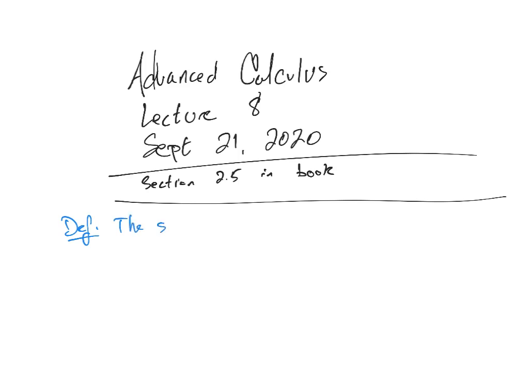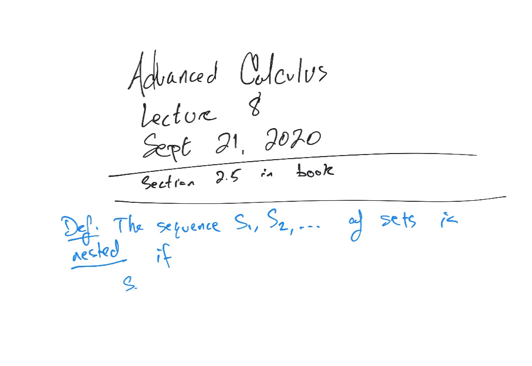So the sequence S1, S2, and so on of sets is nested if, well, they have to nest, but there's two ways they can do it. They could be nested increasing or nested decreasing. That's weakly increasing and weakly decreasing. That's just a general mathematical definition that comes up in all the math classes.